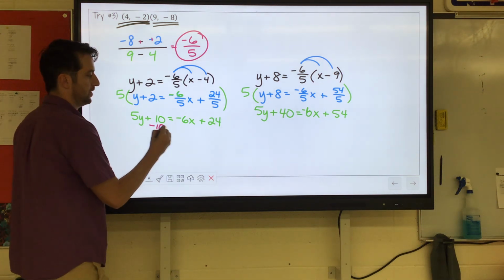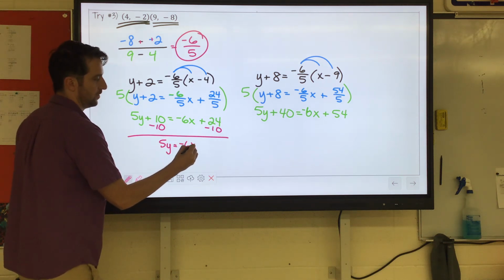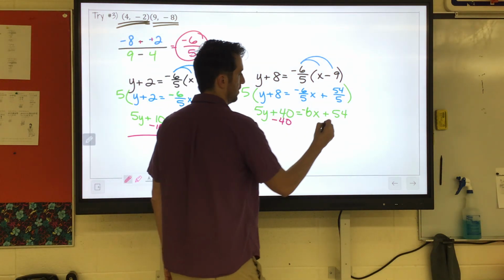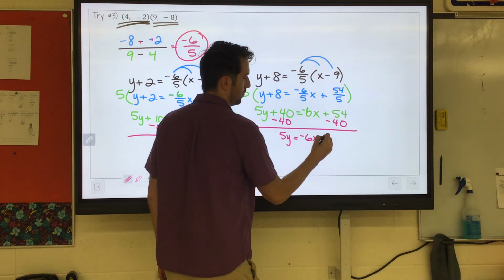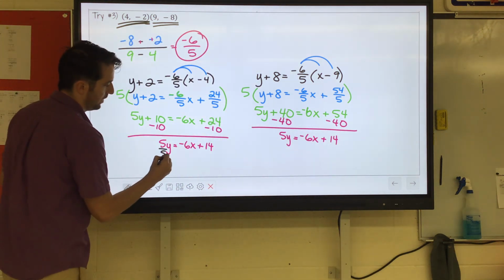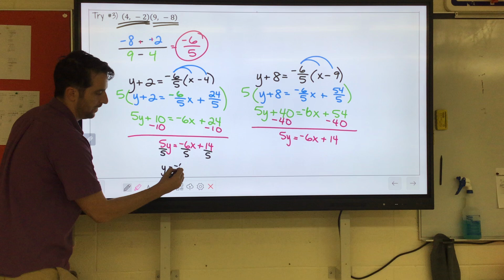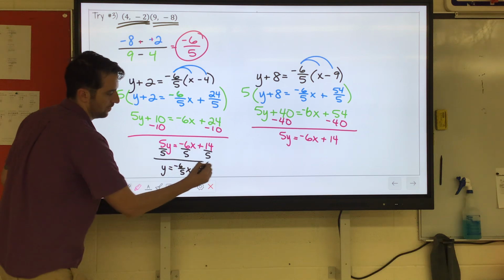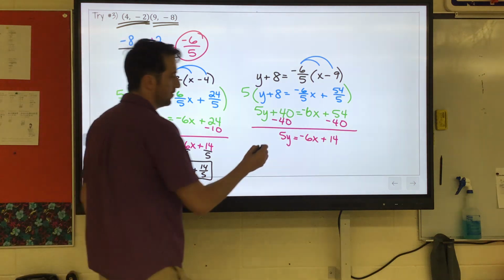So on this one, we'll subtract the 10. 5y equals negative 6x plus 14. And then this one, we can subtract the 40. 5y equals negative 6x plus 14. And then on both of them, we would just divide by the 5. Divide everything by 5. And you can't simplify that. So it'd be y equals negative 6/5 x plus 14/5. Or like we said earlier, that was 2.8 if you had it in decimal form. And this is going to work out to the same thing.